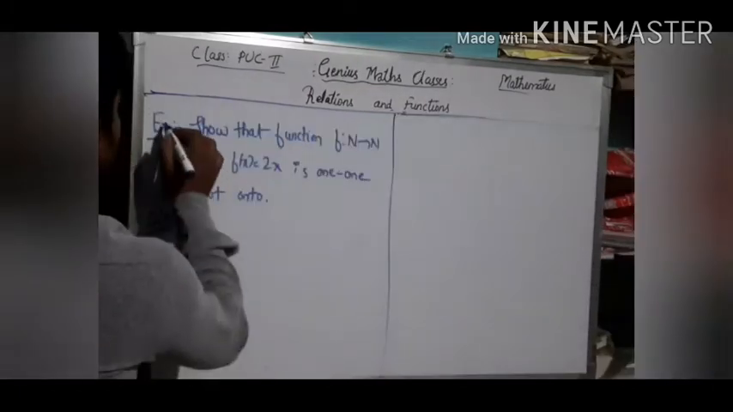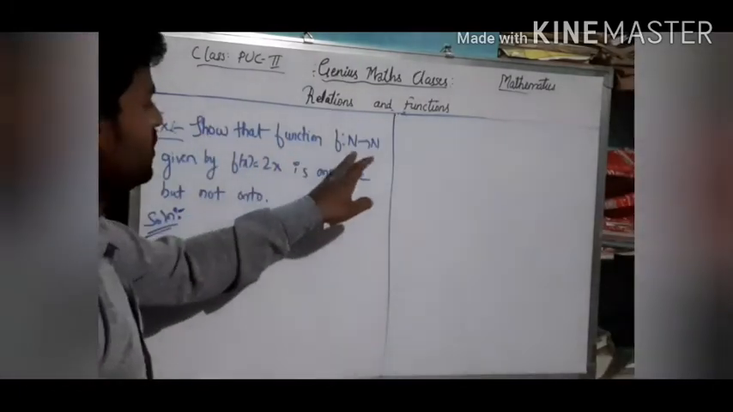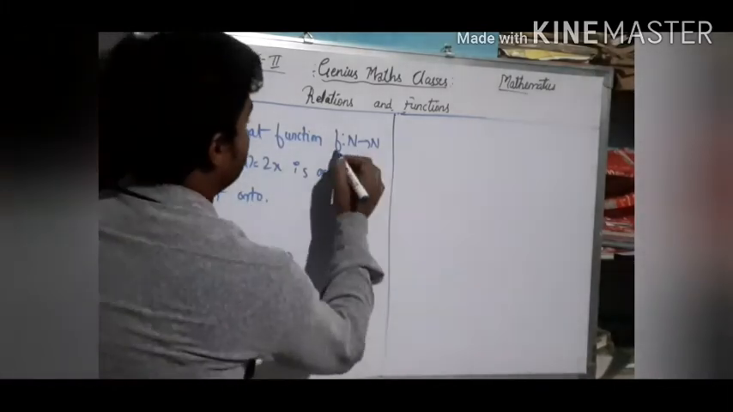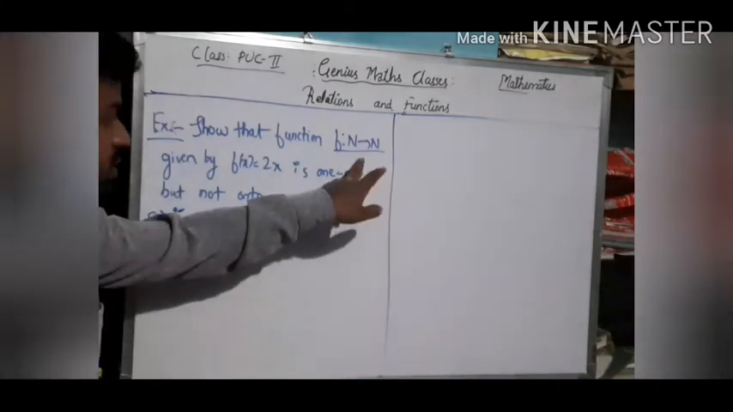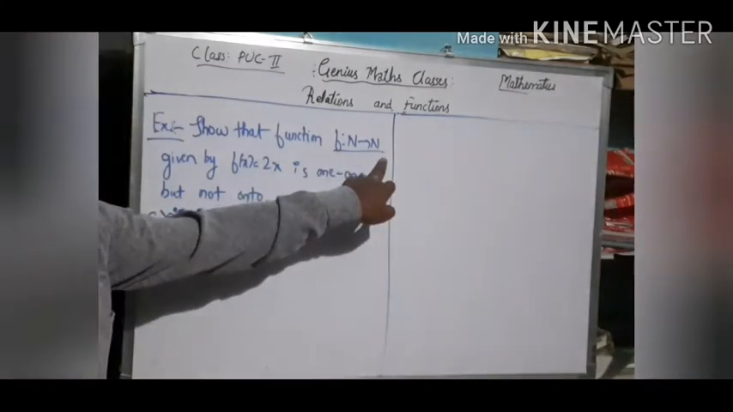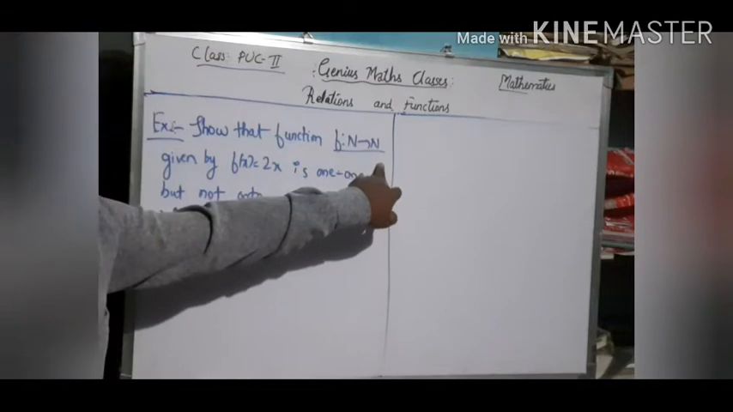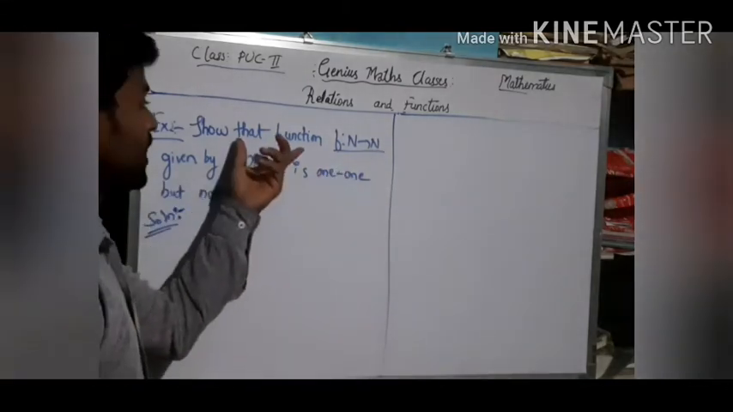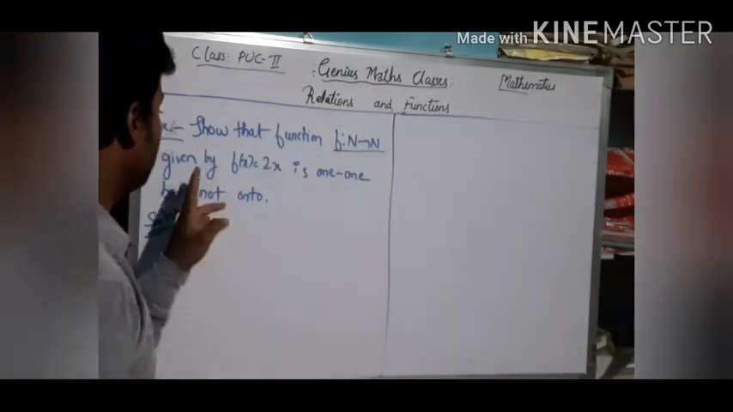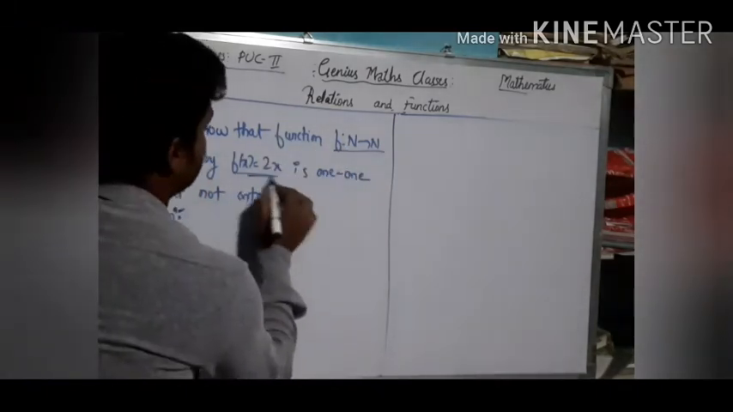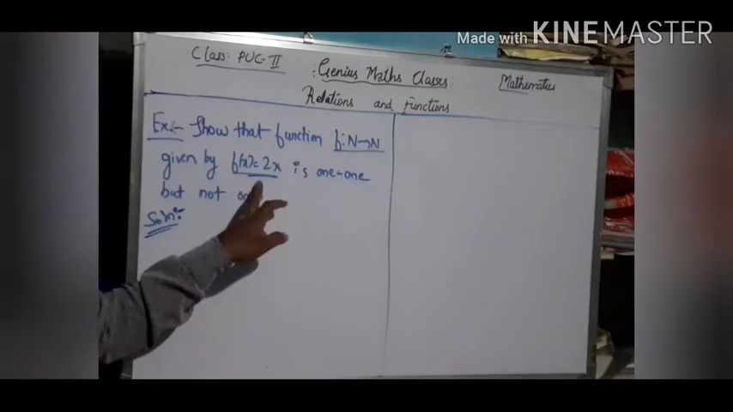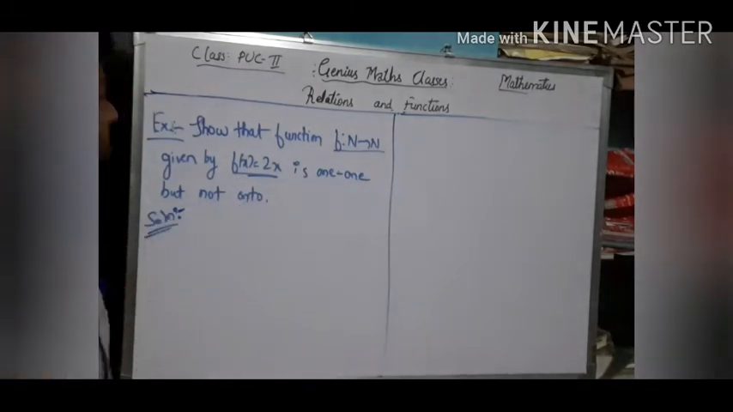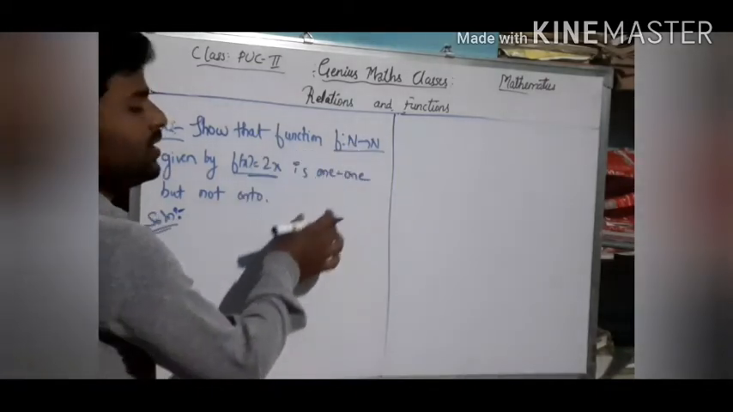Second example. Show that the function f defined from N to N, observe here, the domain and codomain mapping is very important, given by f of x equal to 2x, is one-one but not onto. We have to show this function is one-one but not onto.